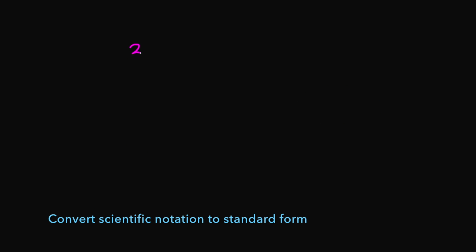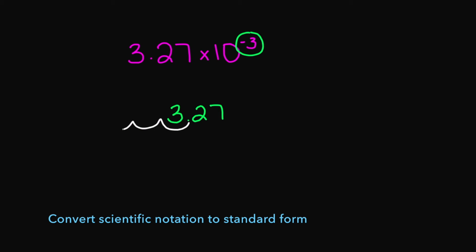Let's look at 3.27 times 10 to the negative 3rd power this time. So I have my 3.27 here, and because I have a negative exponent, I'm going to move my decimal point 3 places to the left this time. So we're going to do 1, 2, 3. It puts us right here. I'm going to go ahead and fill in my spaces now with zeros. So we have a 0 here and here. So your standard form is going to be 0.00327.